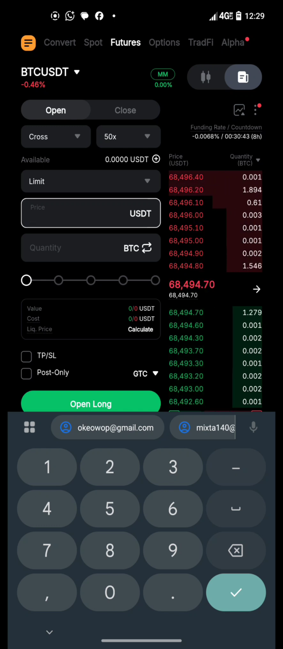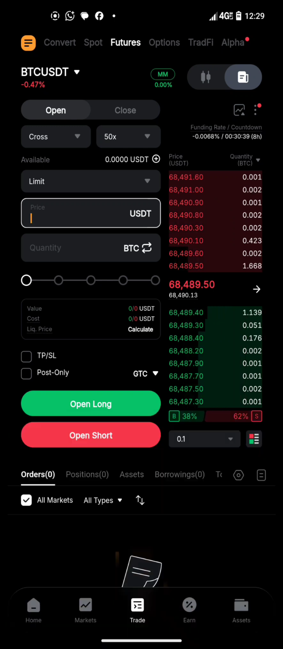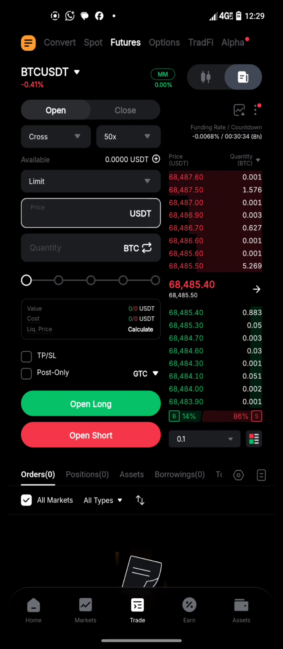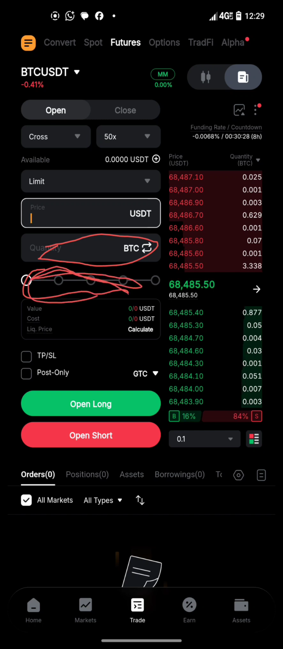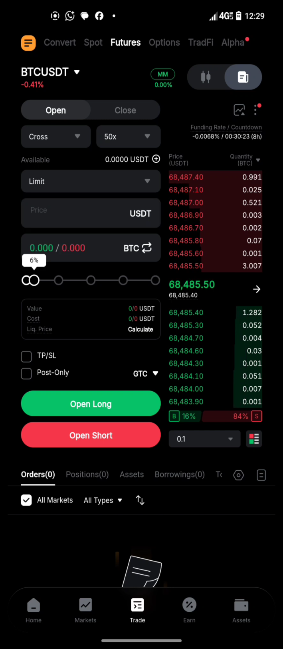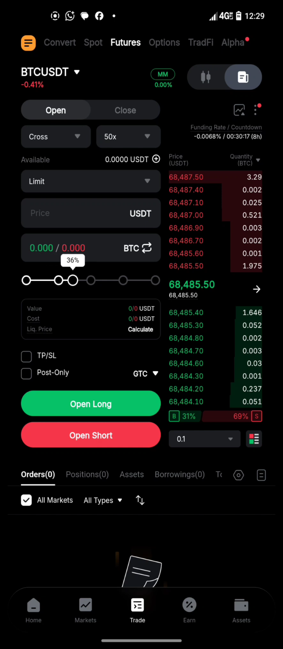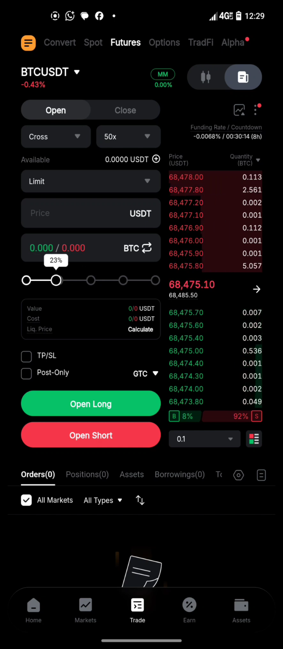Okay. Now as it is currently, you then come to the next one here to enter the quantity. But I only move this. It's easier if you move this button here. If I move it like this, it shows the percentage I'm staking. Can you see? It shows the percentage, so it's easier for you to just drag this around. It will be easier for you that way.